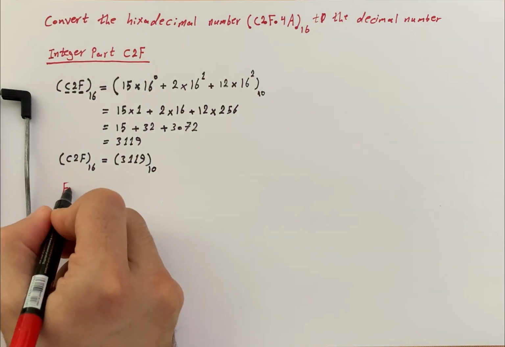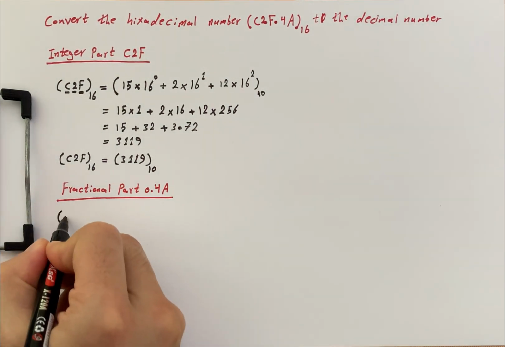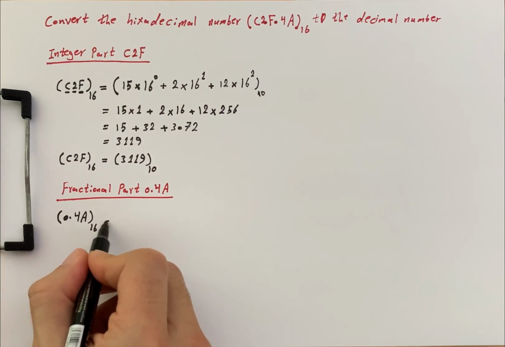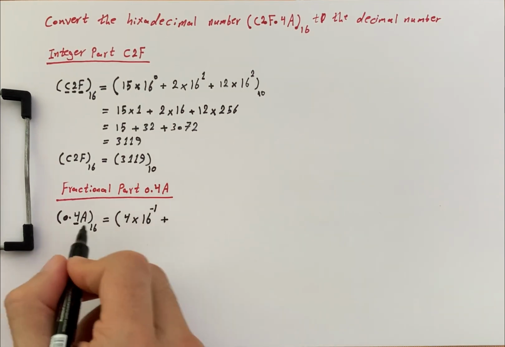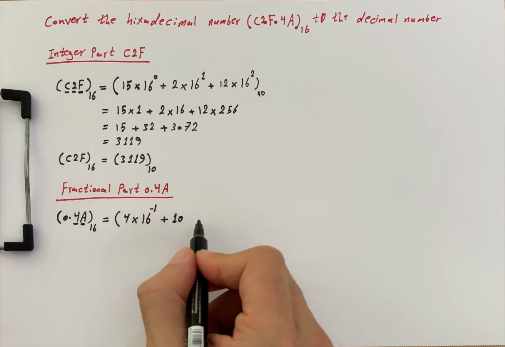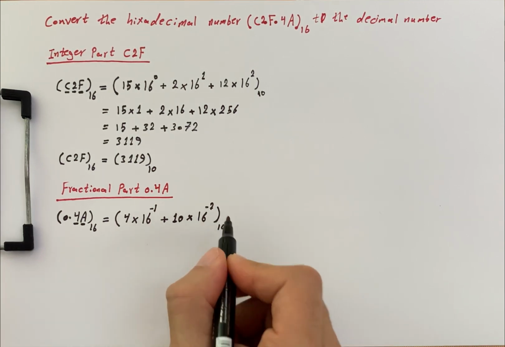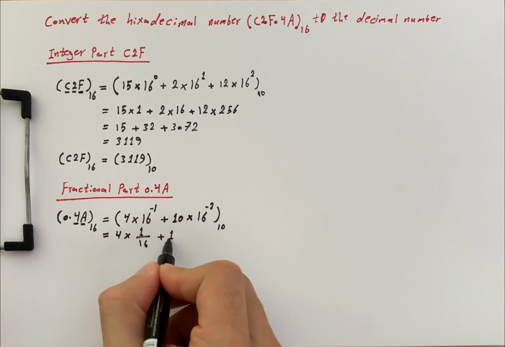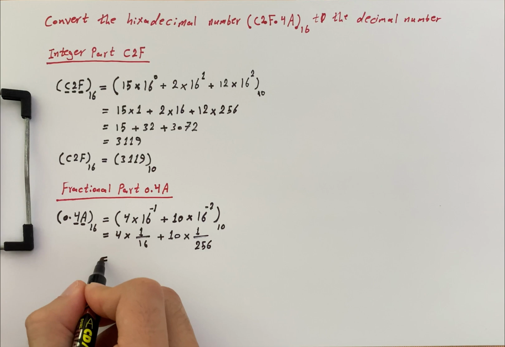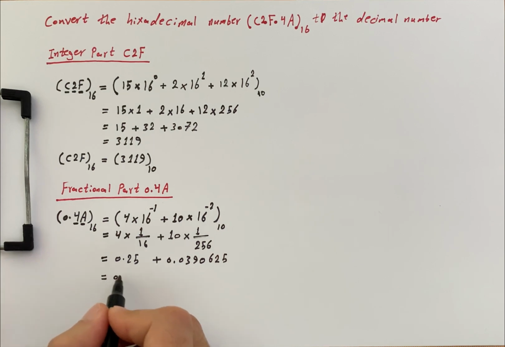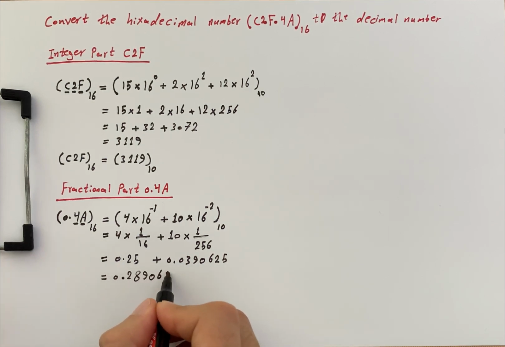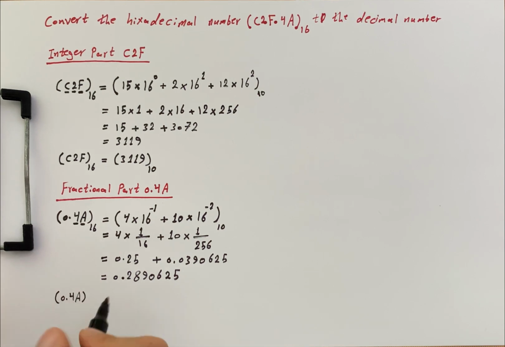Now we will convert the fractional part, which is 0.4A. To convert the fractional number, we will take the first digit after the decimal point, this 4, and multiply it by the base 16 to the power of minus 1, plus the next digit, this A, which is equal to 10 in decimal, multiply it by the base 16 to the power of minus 2, equal to 4 times 1 over 16 plus 10 times 1 over 256, equal to 0.25 plus 0.0390625. This is equal to 0.2890625. So the number 0.4A in hexadecimal is equal to 0.2890625 in decimal.